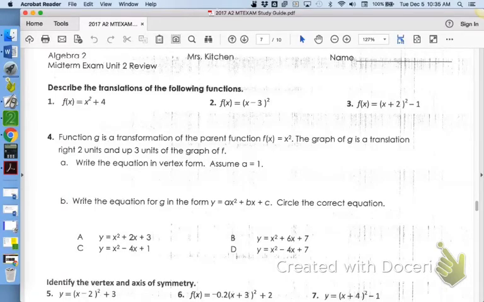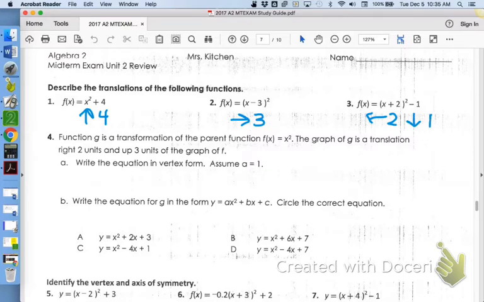Okay, I'm going to start Unit 2 review. Number 1, describe the translations. Again, this is very similar to what we've done before. This is going to go up 4. This one is going to go to the right 3. And this one will go to the left 2, down 1.